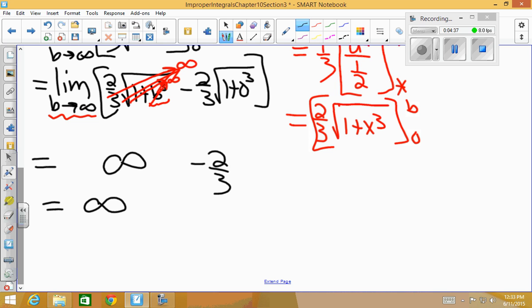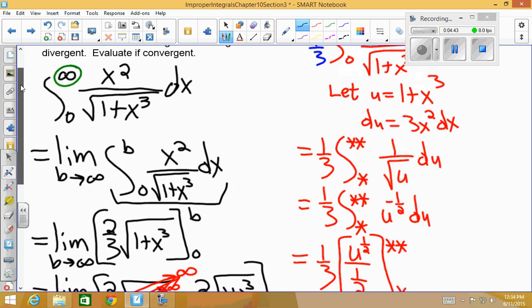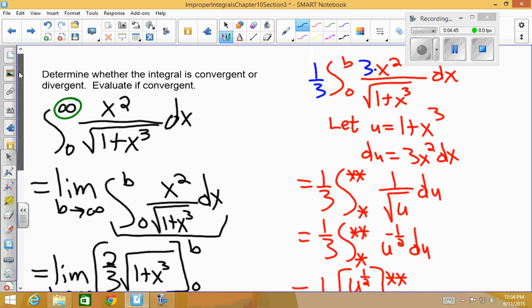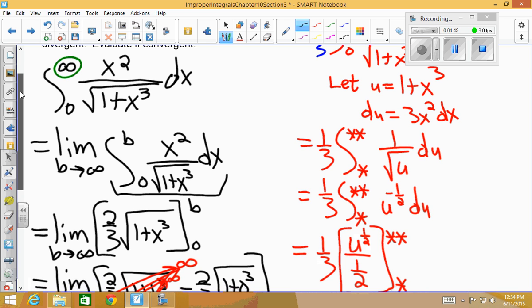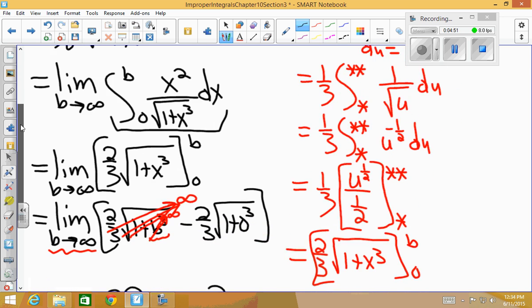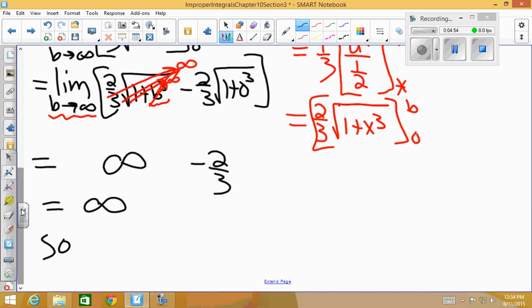That tells us that the limit diverges, which in turn tells us that the improper integral that we started with also diverges. So the integral from 0 to infinity of x squared over the square root of 1 plus x cubed dx diverges.